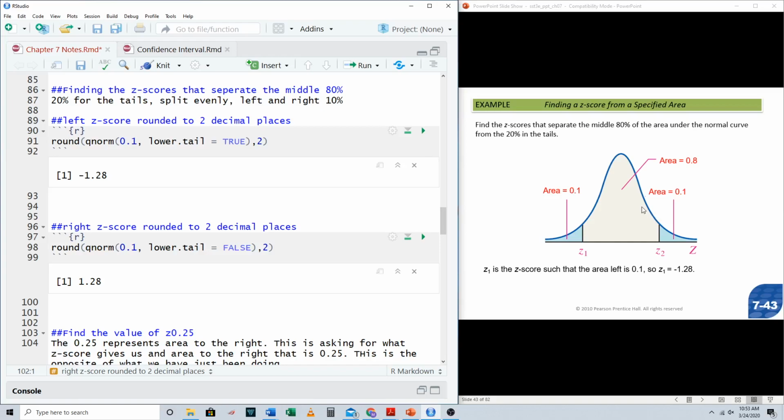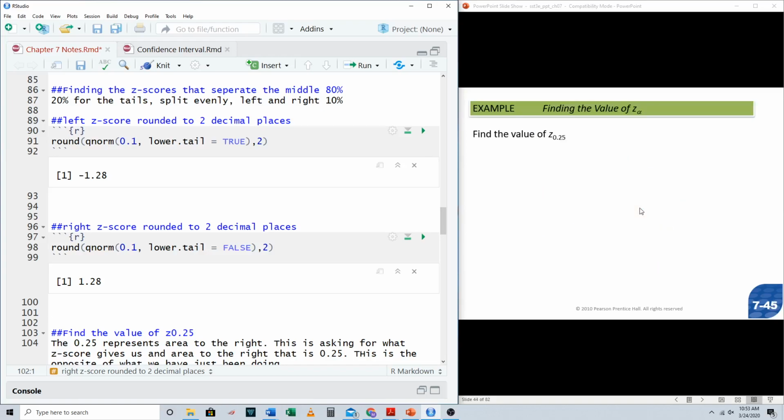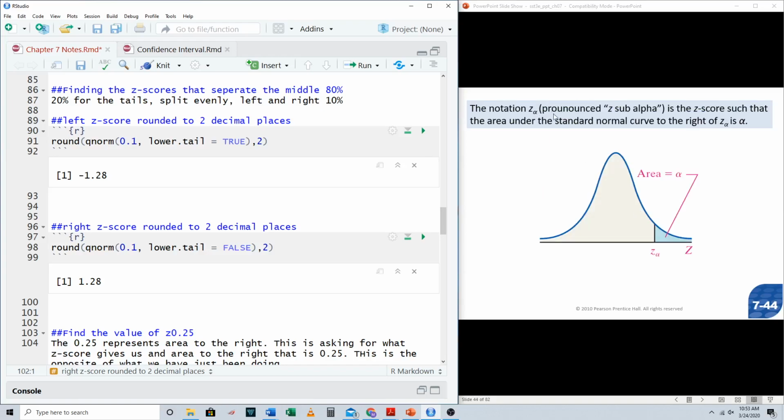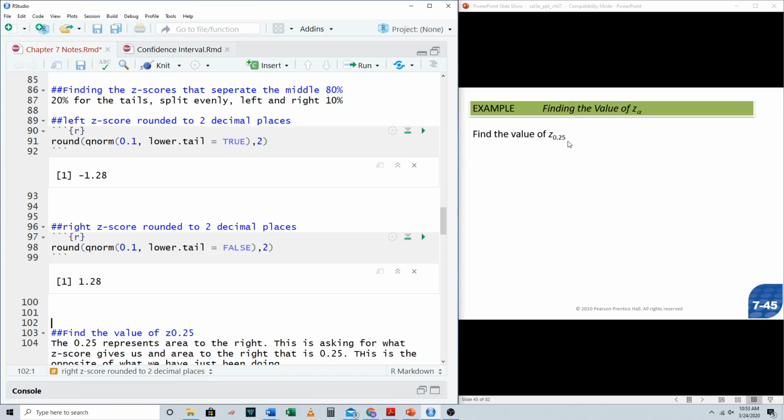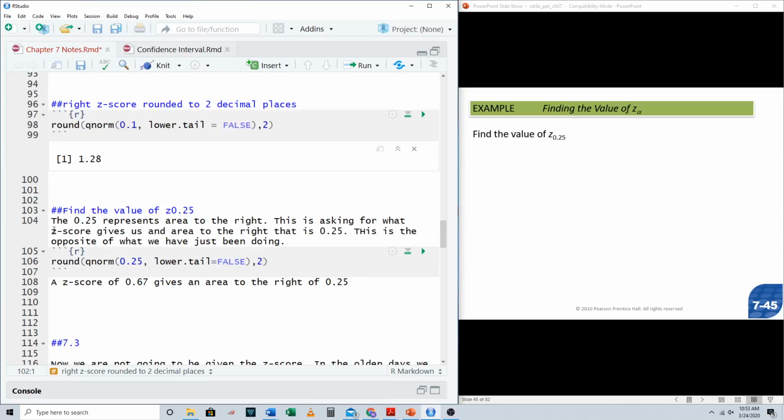All right, am I on track now? All right, the z alpha, okay, z subscript alpha, so z sub alpha is what it's called. That subscript is the area to the right, okay? So I have it all kind of all explained right here. The 0.25 represents area to the right, and this is asking for what z-score gives us an area to the right that is 0.25. That should be a lowercase. I get a little excited when I type, I guess. You know, I love the caps.